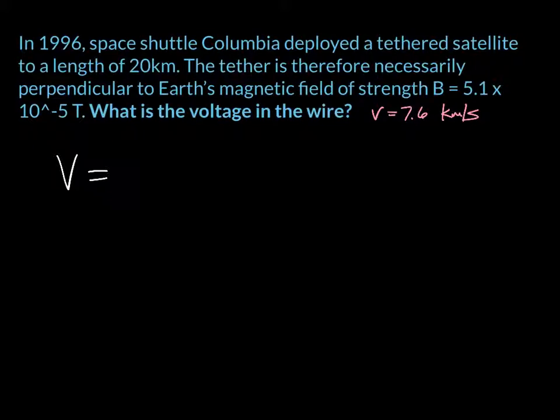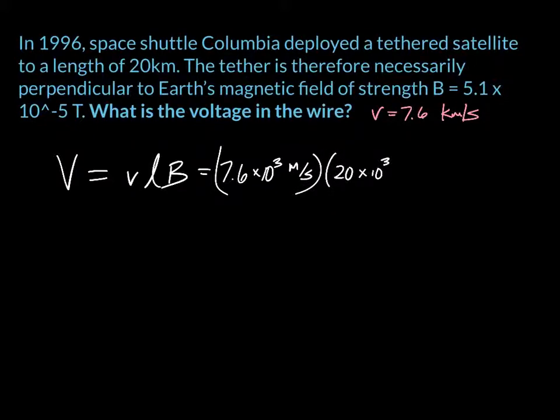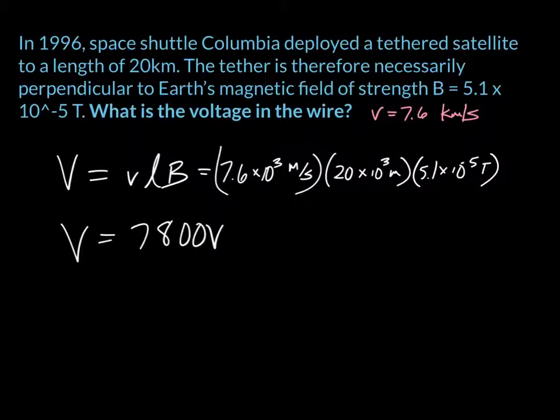The voltage is going to be the speed times the length of the wire times the field strength. So we do all of that computation, change things to meters. 20 kilometers is 20,000 meters. And then the field strength of the Earth, etc. And we get a voltage of 7,800 volts.